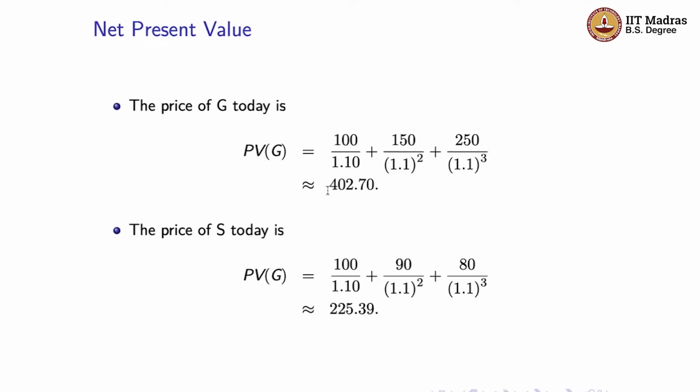And if you do this calculation, this is approximately equal to 402.70. Similarly, you can do the same calculation for the price of company S. So this should be present value of S, not G.